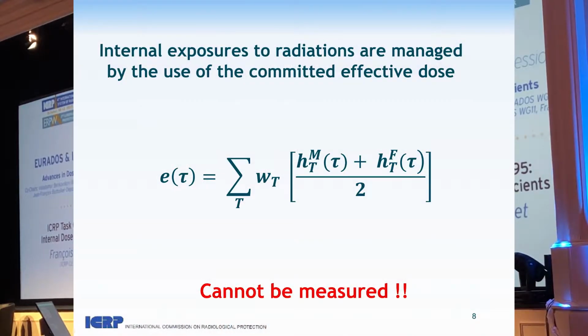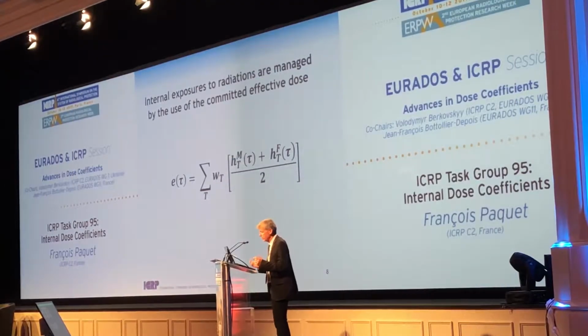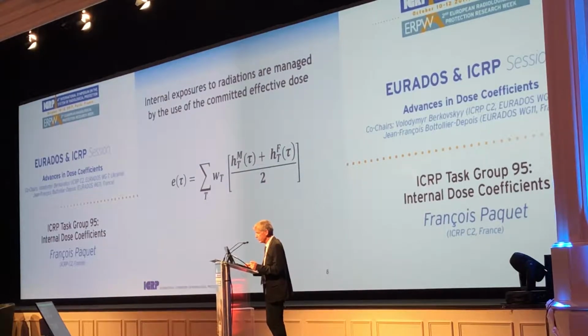Everybody knows that internal exposure to radiation is managed by the use of committed effective dose. This committed effective dose gives you a dose delivered to a tissue over time, 50 years for workers and up to 70 years for members of the public. And here you have the expression of this effective dose, which is the average of the male equivalent dose and female equivalent dose weighted by the tissue weighting factor.